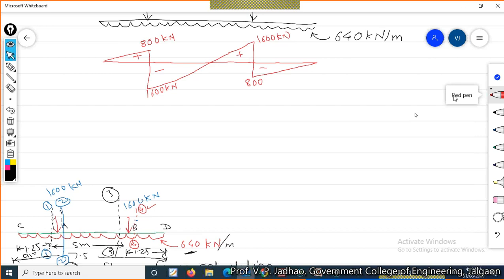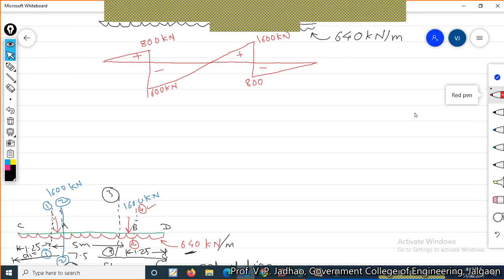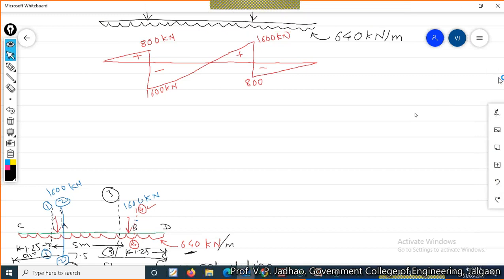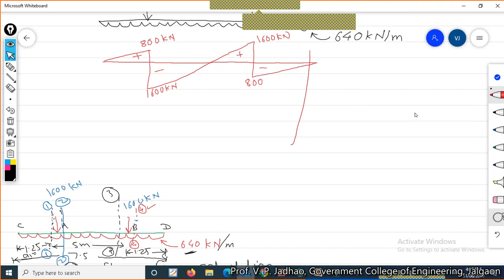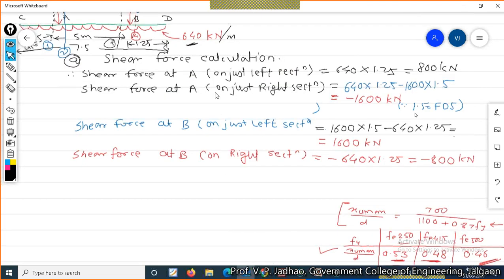Okay, up to this point I don't think any problem is there. Is there any problem up to this point? Now next step is to draw the bending moment diagram. To draw the bending moment diagram, we'll go down.